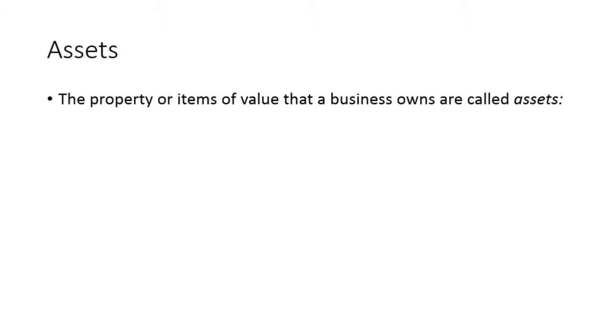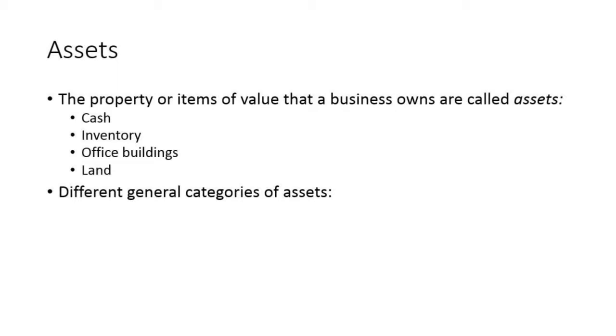Let's look further into the assets. So in an asset account, we have the property or item as valued that a business owner is calling an asset. It includes cash. You have inventory. Again, inventory is most likely products that you're reselling. It could be raw goods, if you're a manufacturing company. You have office buildings, land, and then you have different categories of assets. So let's break that down even further.